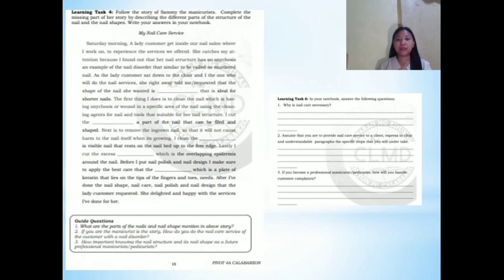After performing nail trimming, turn your module to page 19 and follow the story of Sammy, the manicurist, in Learning Task 4. Complete the missing part of her story by describing the different parts of the structure of the nail and the nail shapes, and answer the guide questions that follow. Also, answer in your answer sheet the questions on page 21.